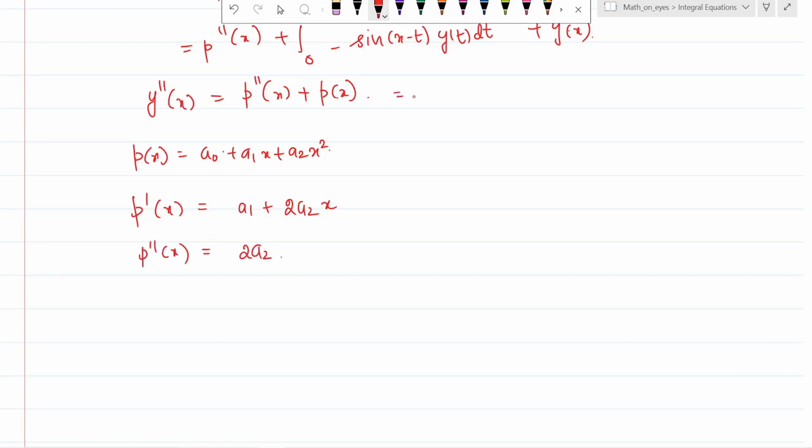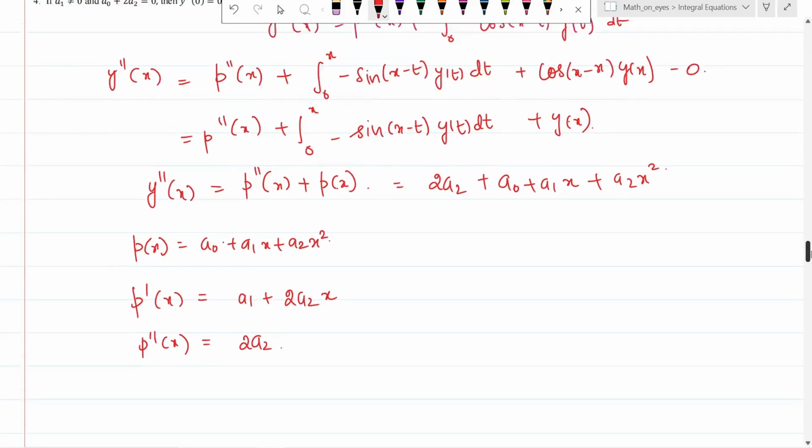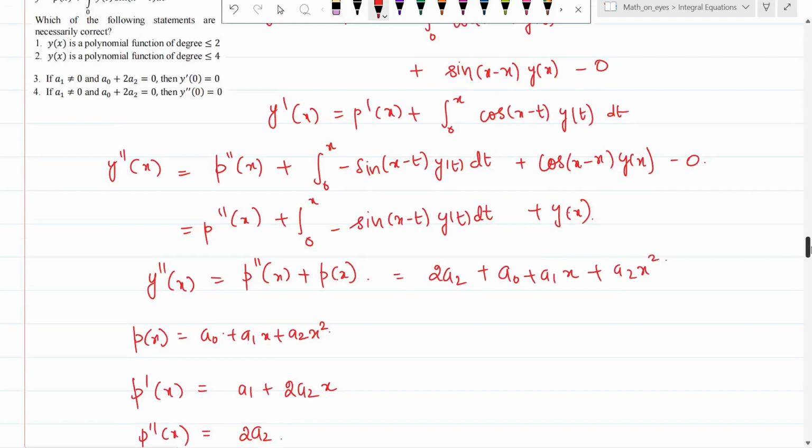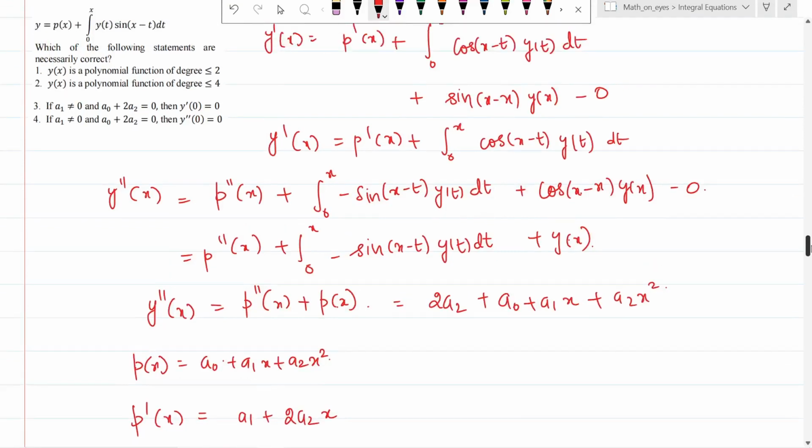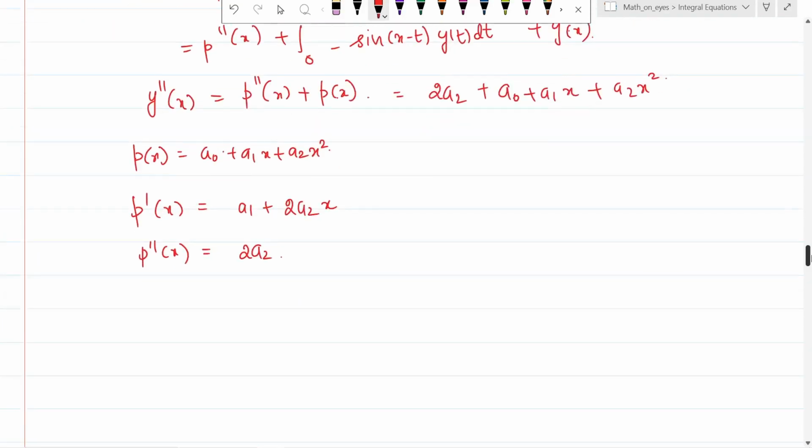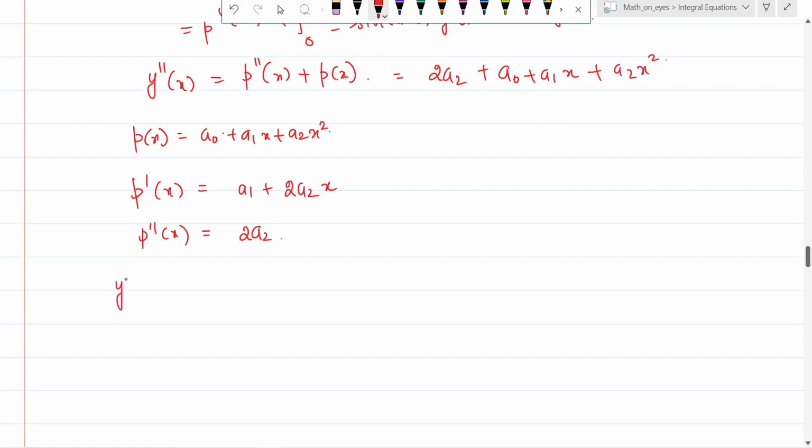So this term will be equal to 2a2 plus what is our p of x? It is equal to a naught plus a1x plus a2x squared. Here the constant term is a naught plus 2a2, and then the x term is a1, and then the x squared term will be a2. The coefficients are this way. So y double dash of x is equal to 2a2 plus a naught plus a1x plus a2x squared. Is y of x a polynomial of degree less than or equal to 2? We need to verify.